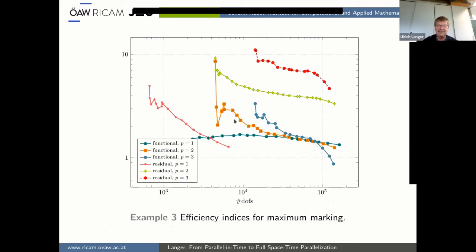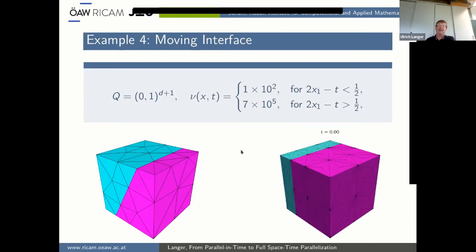Now I come to a moving interface. So this is a moving interface. That means the coefficients depend on t. And so this means a moving interface. This moves from the right to the left, this is 2D, this is 3D.